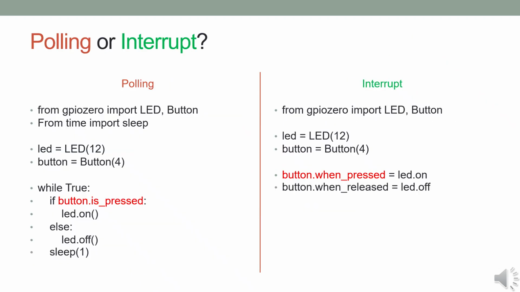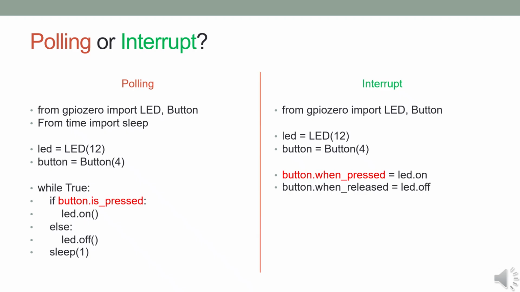When working with GPIO on the Raspberry Pi, there are 2 common approaches to detecting input changes: polling and interrupts. Both methods can be used to achieve the same outcome, responding to an event such as a button press, but they operate very differently in terms of how they use system resources and how quickly they respond.